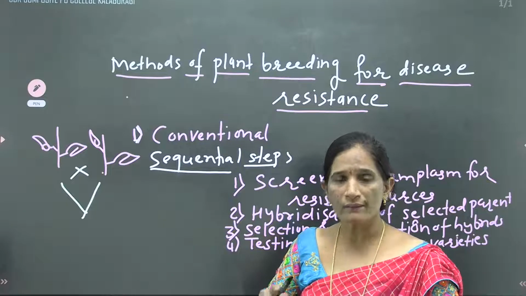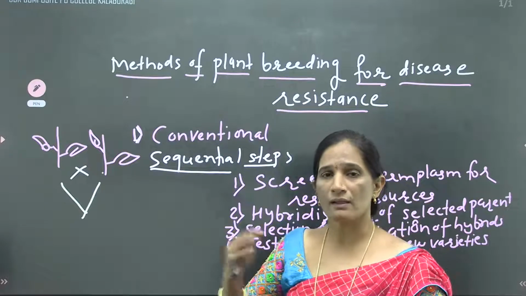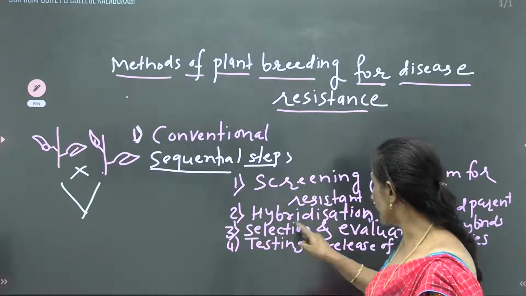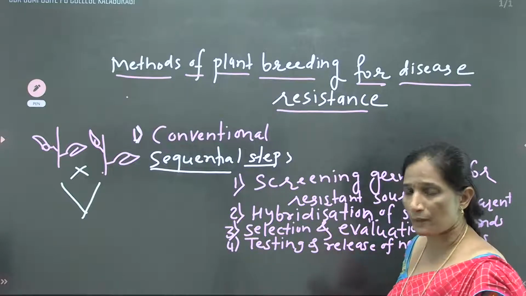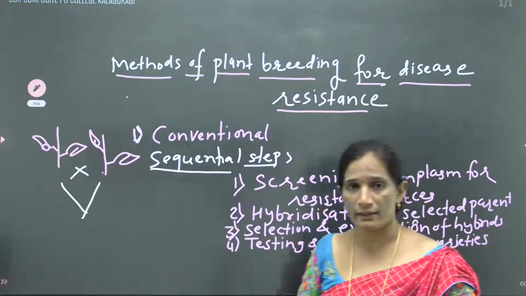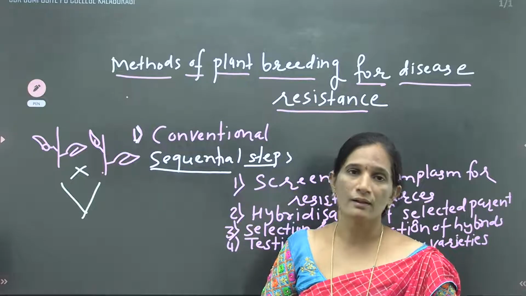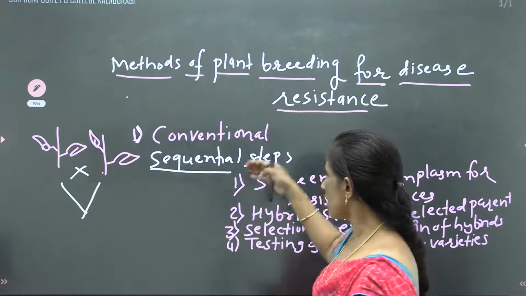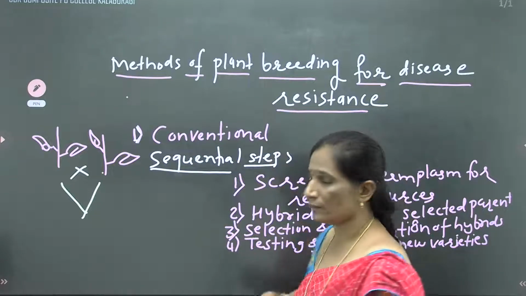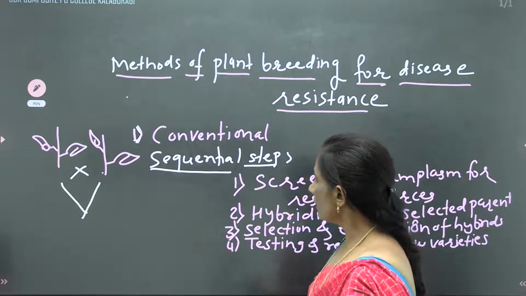If it is good, then that new variety of seeds is released into the market. Is it clear? So that is selection and evaluation of hybrid. Then the fourth one is testing and release of new varieties. It means if it is good, then we release it into the market. So these are the sequential steps of the conventional method of breeding. Okay. Next one is here.